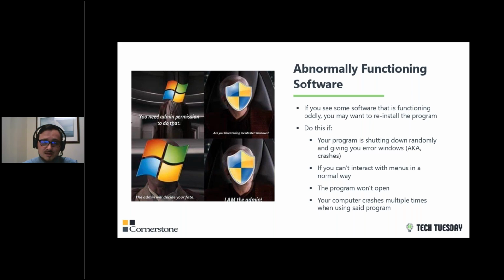Some problems could be if your program is shutting down randomly or giving you error windows. Like randomly, the program will just disappear and say, "We have encountered an error." Or maybe you can't interact with the menus at all. You can't click on those tabs at the bottom. If you click on File, maybe nothing pops up, those sorts of things. Also, maybe your program won't even open when you click on the icons, or it won't even start up at all. Or maybe it causes your computer to crash when it's in use. That could also be another thing that happens. This is when you'd want to take this step.